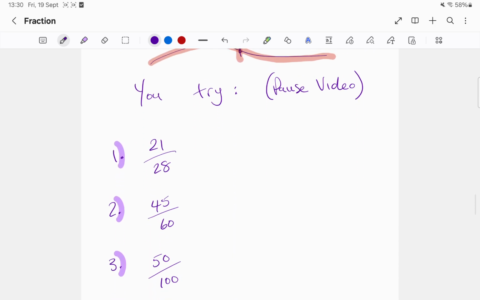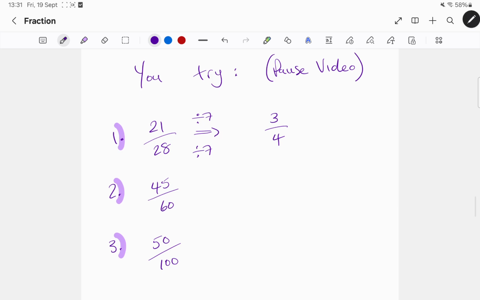So why don't you pause the video and try these. So we've got 21 over 28, 45 over 60, 50 over 100. So let's do number 1 first. So 21 over 28, I've identified that both 21 and 28 are members of the 7 times table. So 7 is the highest common factor of both of those. So I'm going to divide both by 7. And so what I'm going to be left with is 3 over 4, 3/4 again.